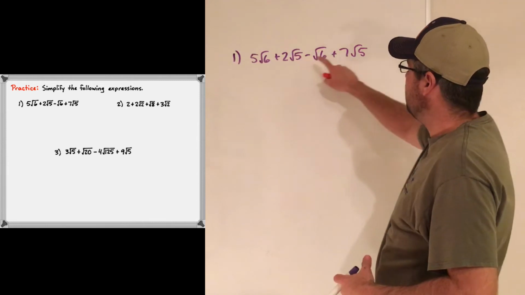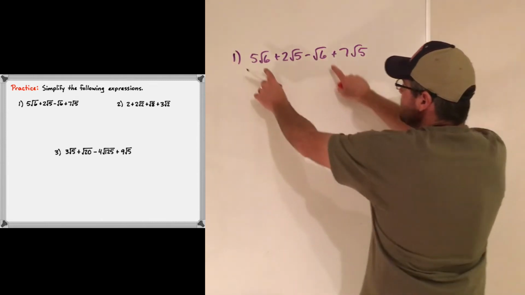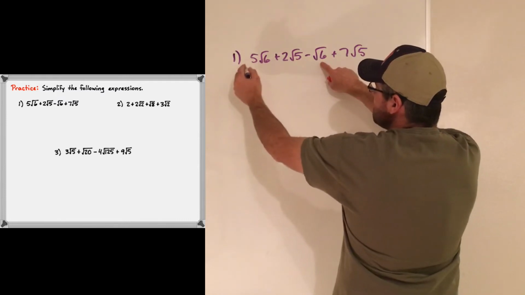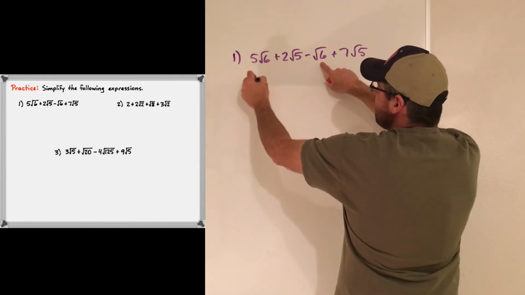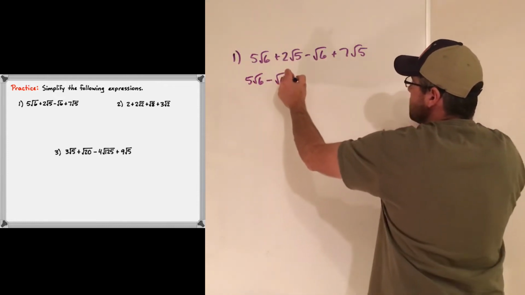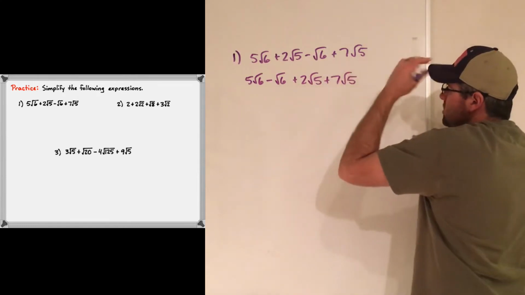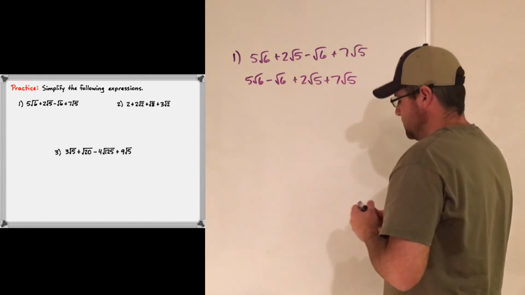I've got a rad 5 and a rad 5, and I have a rad 6 and a rad 6. So these guys can go together. So I'm going to put them next to each other first. I'm going to write down 5 radical 6 minus radical 6. And I'll put these next to each other, so it's plus 2 rad 5 plus 7 rad 5, just so that I can work with them a little bit easier.